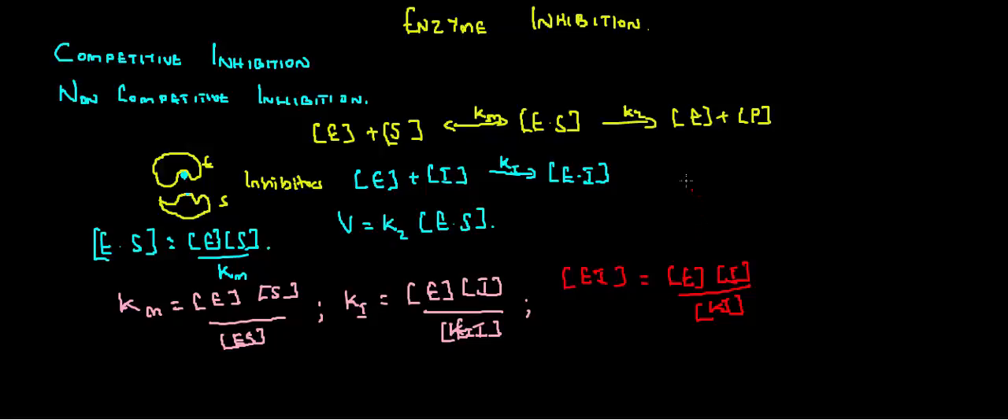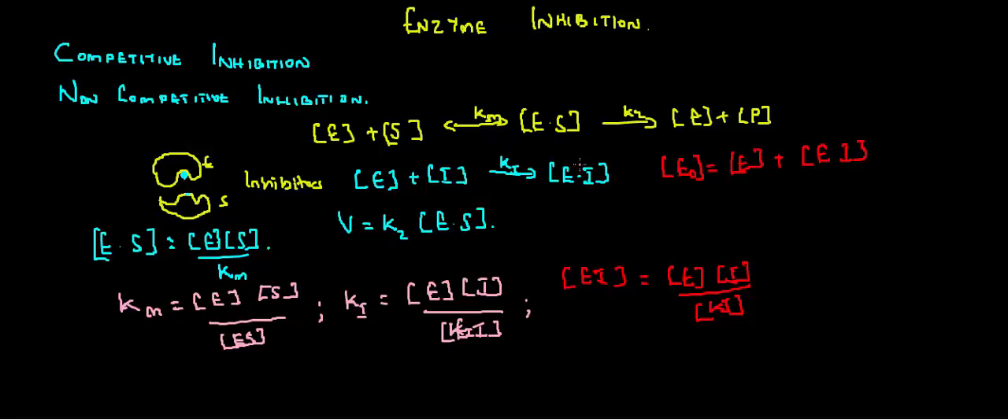Now in this case normally we know that E naught is equal to E plus ES. We did that in our derivation also, but now your E naught, that's total E, will be equal to E plus ES plus EI. Why am I having plus EI?